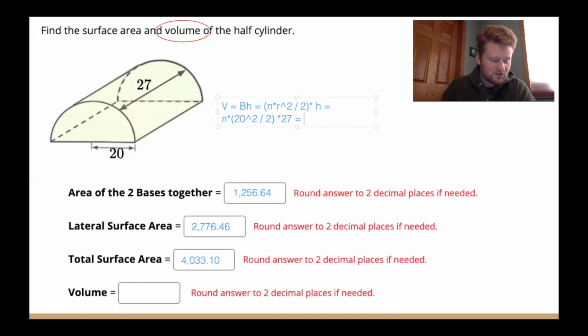And that would give us a total of 5,400 times pi. And if we multiply that in our calculators, it's a pretty big number. We get 16,964.60. And your numbers may get very large. That's okay. As long as you're doing the process correctly, you should be just fine.